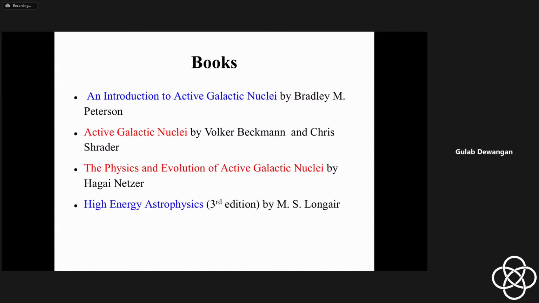The third book, The Physics and Evolution of Active Galactic Nuclei by Guy Natcher, is an extensive overview of active galactic nuclei, not only the accretion disk and hot corona, but also the optical narrow line region, broad line region, and connection to galaxies. Everything is covered in this book. And if you are really interested in learning high energy astrophysics, which covers lots of topics, particularly different kinds of compact objects, white dwarfs, neutron stars, black holes, as well as active galactic nuclei, you can refer to this book.